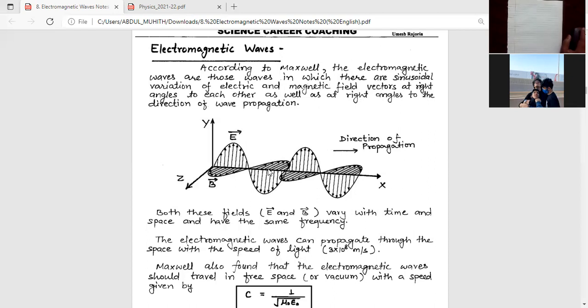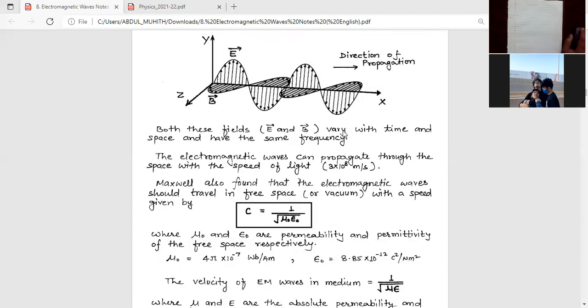Now they are perpendicular to each other. Here both electric and magnetic fields vary with time and space and have the same frequency. That means what? The electric plane and the magnetic plane are two waves. When a transverse wave is given to you, it has a frequency and a time period. What is the frequency? The number of oscillations made in 1 second is said to be frequency.